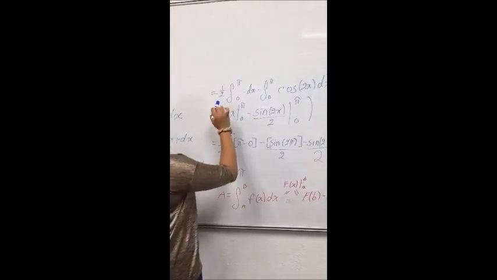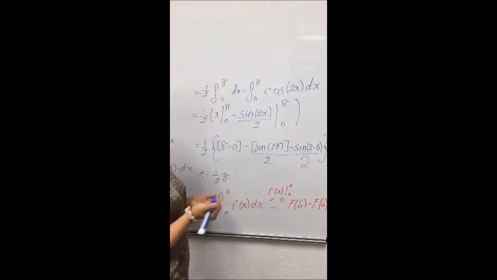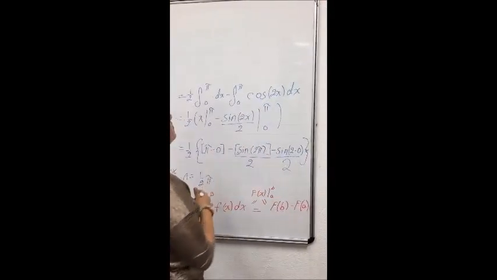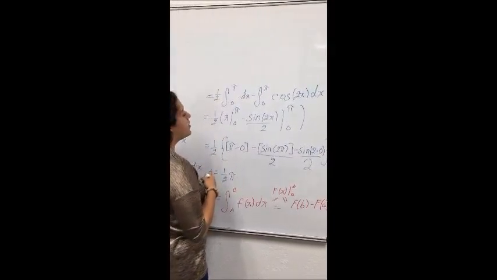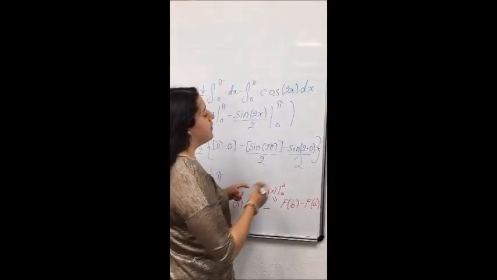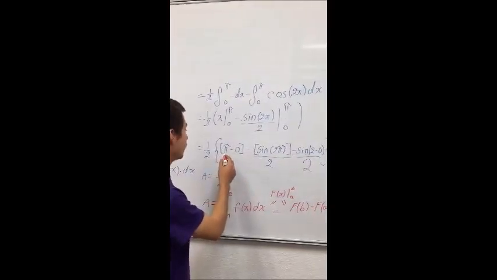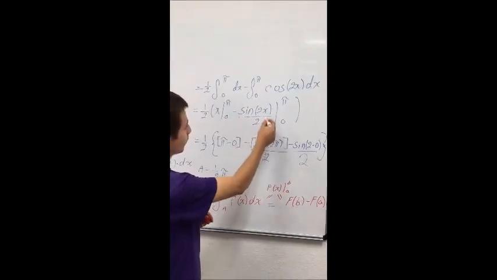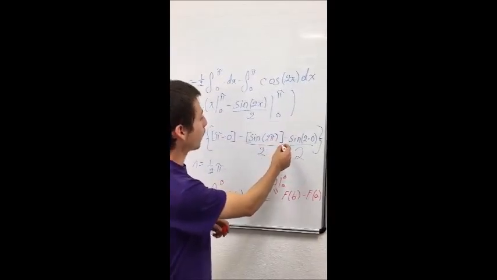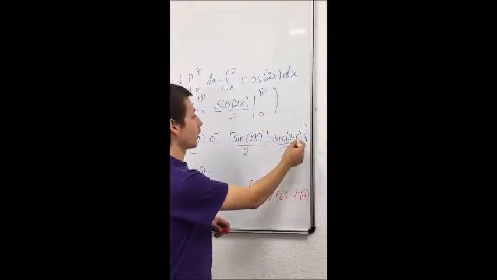So then we have 1/2 of the integral from 0 to pi of dx minus the integral from 0 to pi of cosine of 2x times dx. It is equal to 1/2 of x between 0 and pi, minus sine of 2x over 2, evaluated from 0 to pi. To continue, 1/2 times pi minus 0, minus the same, but only changing the x for pi, and minus the same, but only changing the x for 0.